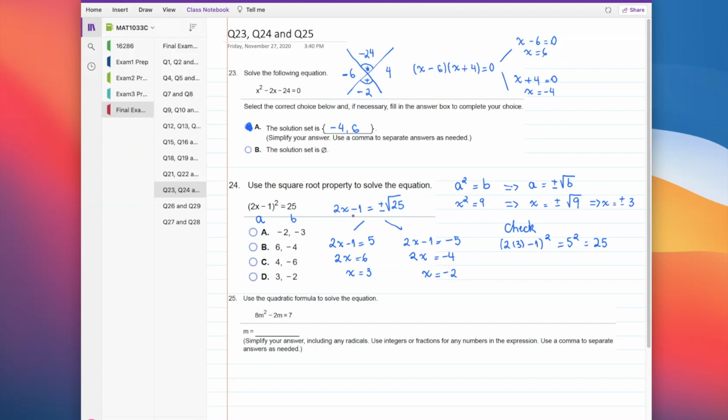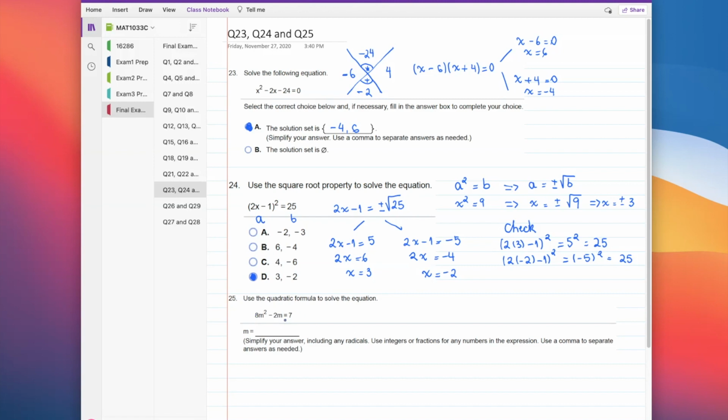This is what the statement says. The second one: 2 times negative 2 minus 1, and this must be squared. So I'm just plugging in the value for x here. 2 times negative 2 is negative 4, minus 1 is negative 5, and this squared is 25. So you found the correct answer. That's letter D.